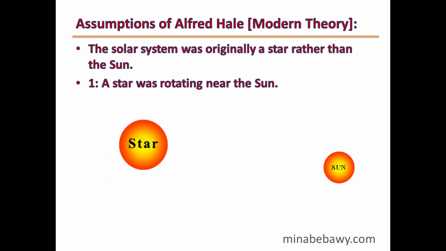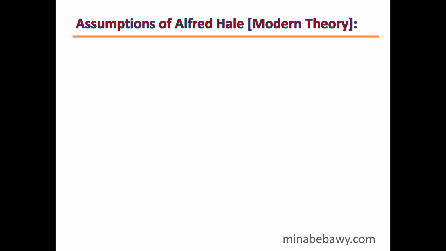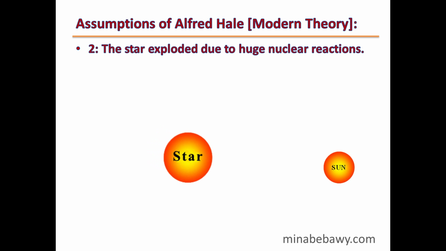The solar system was originally a star rather than the sun. So according to Alfred Hale theory, we have the sun and another star. This star was rotating near the sun. The star exploded due to huge nuclear reactions.